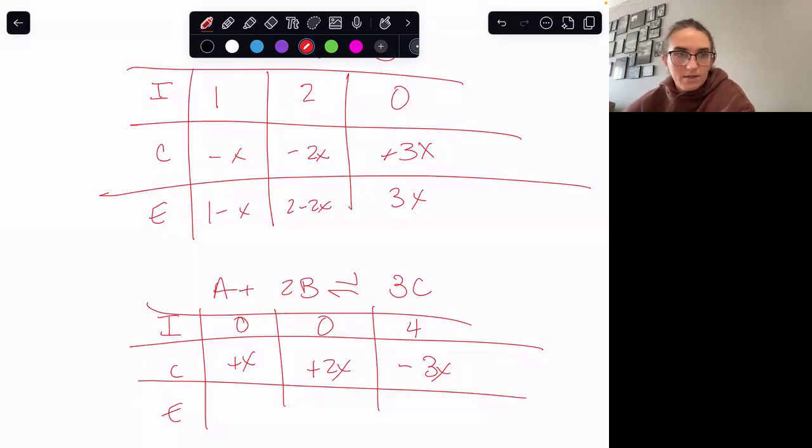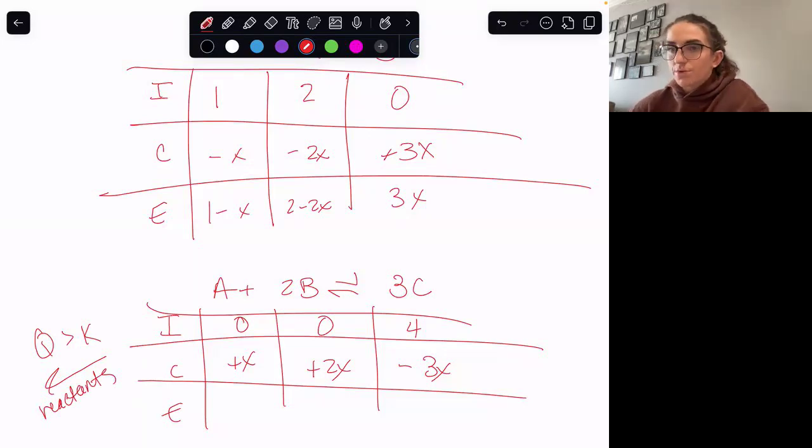In this case, Q is greater than K, so you have to make reactants, because Q technically is undefined or infinity. So that's much bigger than whatever the K value is. So you have to make a little bit of reactants.